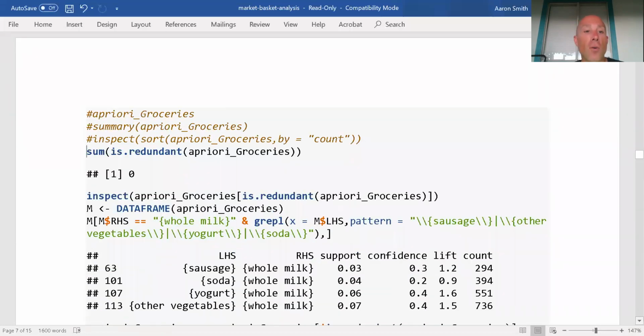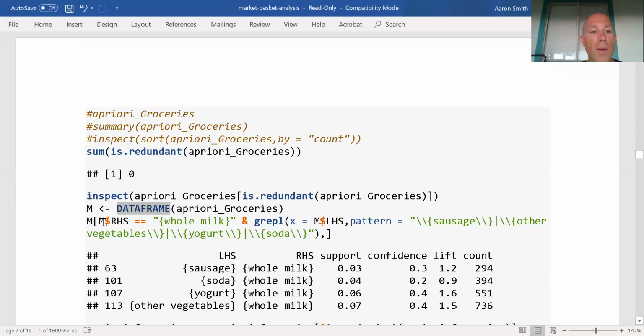So in this case, it's 0. Before I played with the parameters, there were redundant rules, and I just went through and removed them. Also, something that we can do to make it easier to analyze the output is to use the all caps data frame function that converts our rules to a data frame. Whenever I have my data frame, I can go through and find rules that I find interesting.